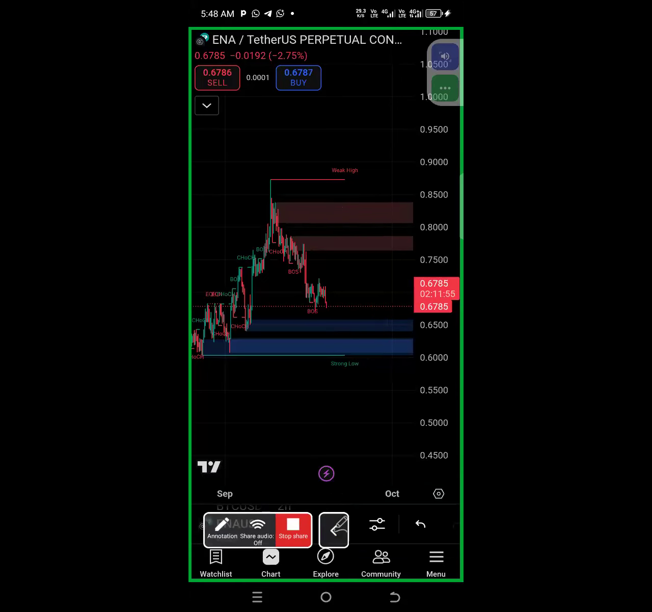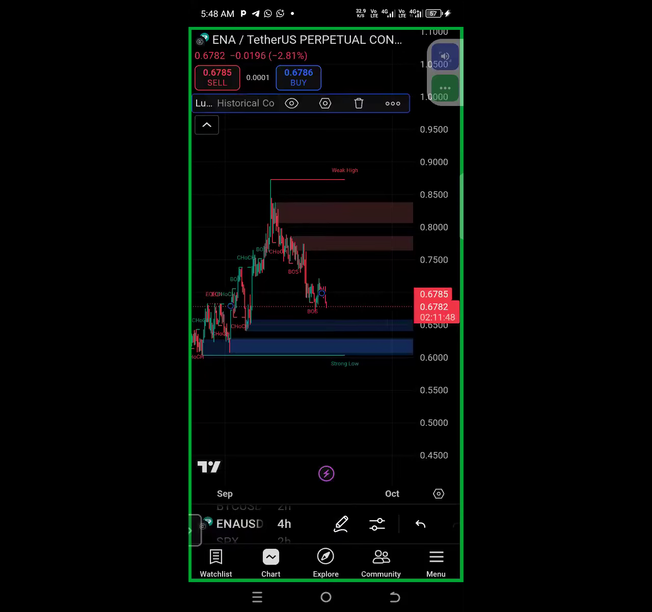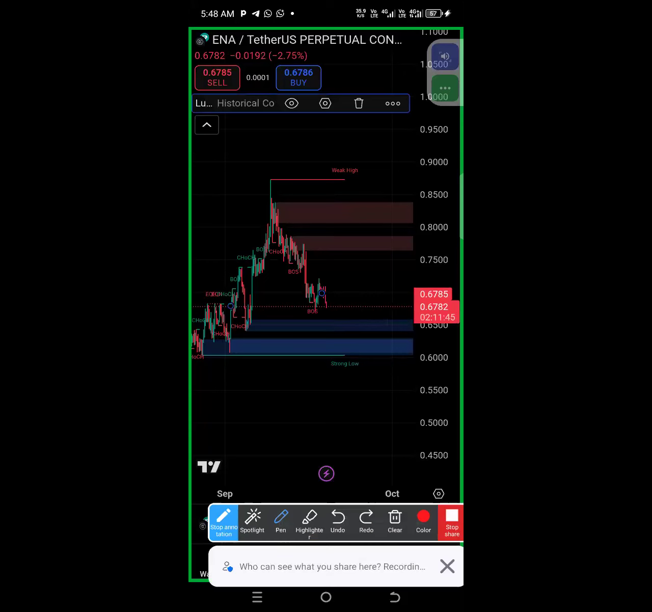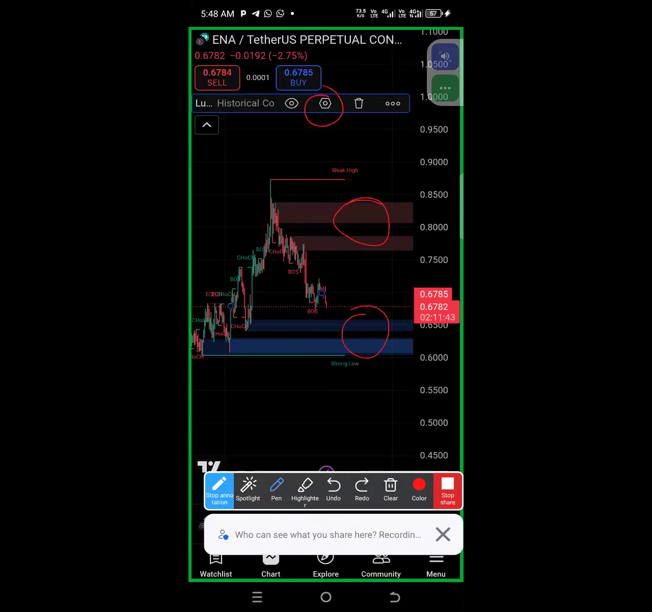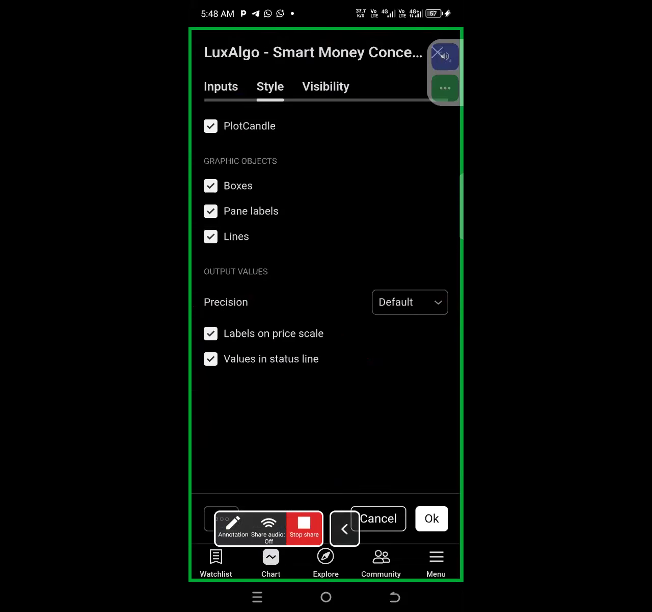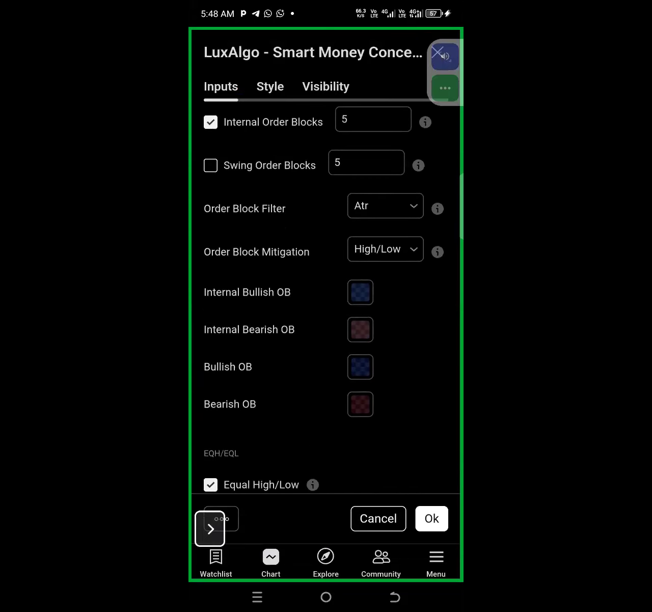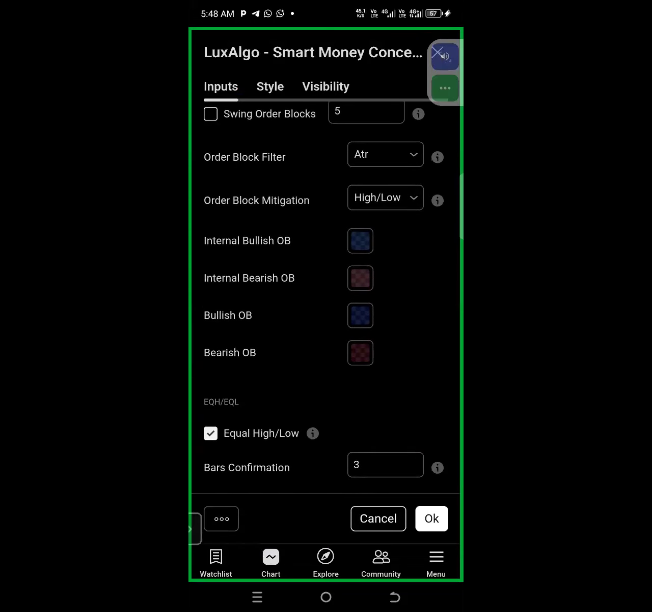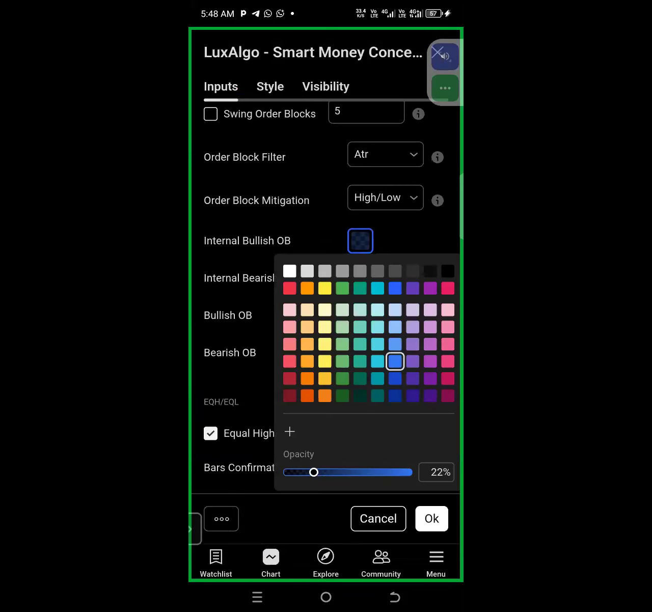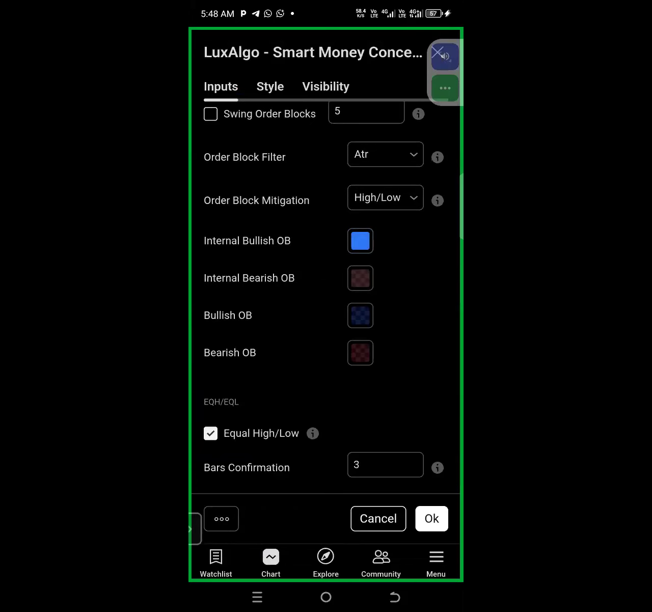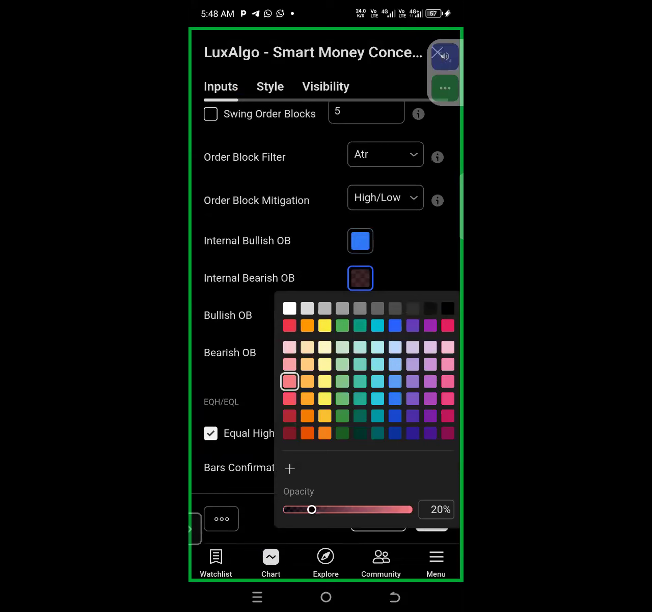So quickly, if you don't know what these colors mean, either which one of them is the internal order block or which one of them is this, just tap on the settings. This is the settings. Just tap on it nicely. Come here. You can see all the colors here. This is what we have as internal order block, internal bullish order block. So you tap on it. If you want to deepen it so that you can see it clear, you can deepen it so that you see it clear, right?